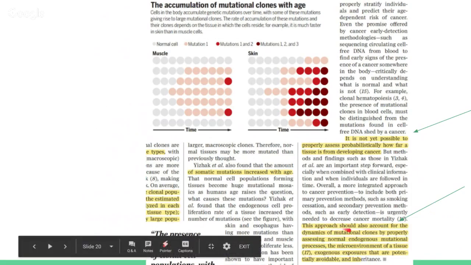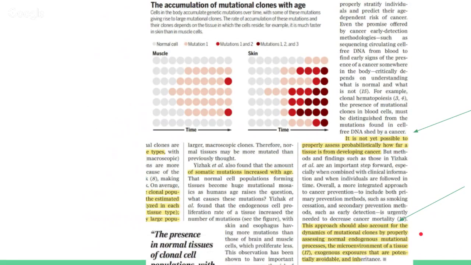And this approach should also account for the dynamics of mutational clones by properly assessing normal endogenous mutational processes, the microenvironment of a tissue, exogenous exposures that are potentially avoidable, and the inheritance, meaning we all inherit some mutations or some variants that may affect the incidence of this. The environment, very important. The tissue microenvironment is also very important. All this complicates matters at the end when we want to translate these mutations we find in our body to a cancer prediction.